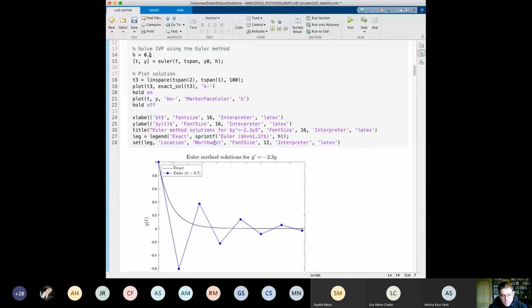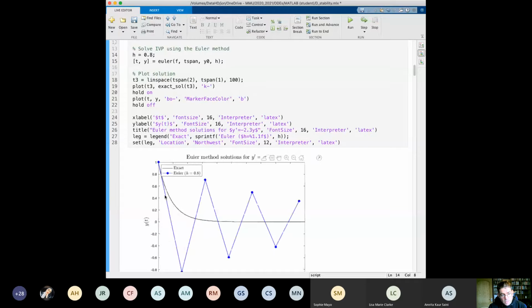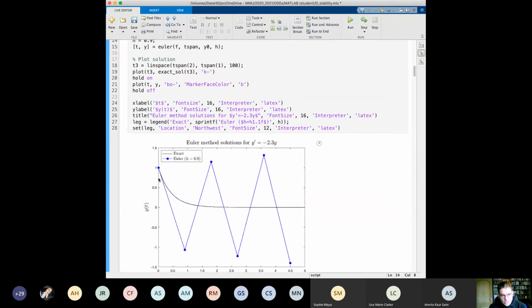If I increase H slightly, you can see it's getting worse. Okay, but it's still stable. So these errors are still bounded. But if I go to 0.9, what you can see here is now our errors are growing.